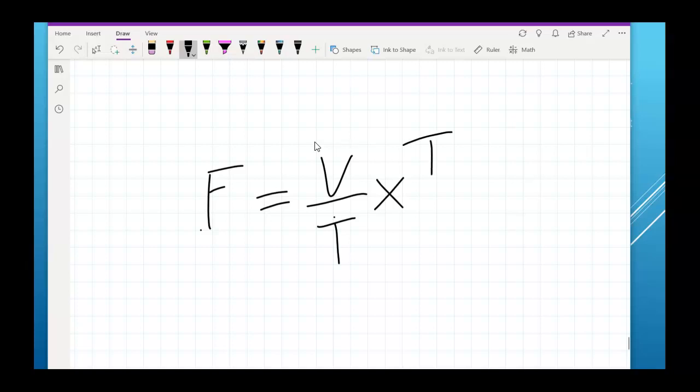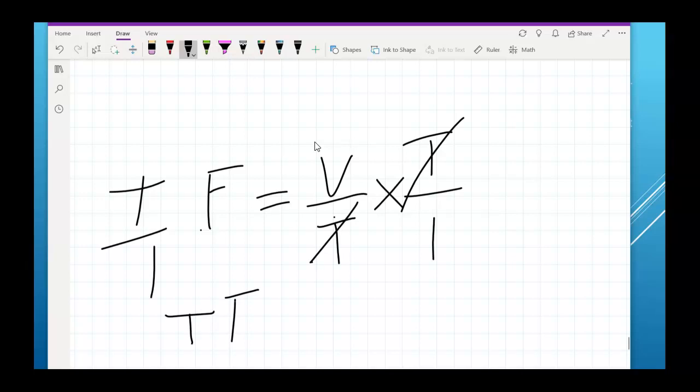So if I multiply by t over 1 on both sides, t goes away on this side, and I get time flow rate equals volume. Two letters next to each other mean multiplication. Time times flow rate equals volume.